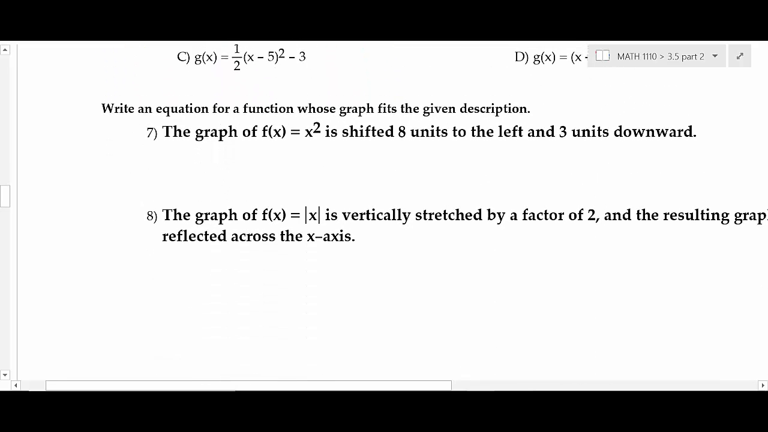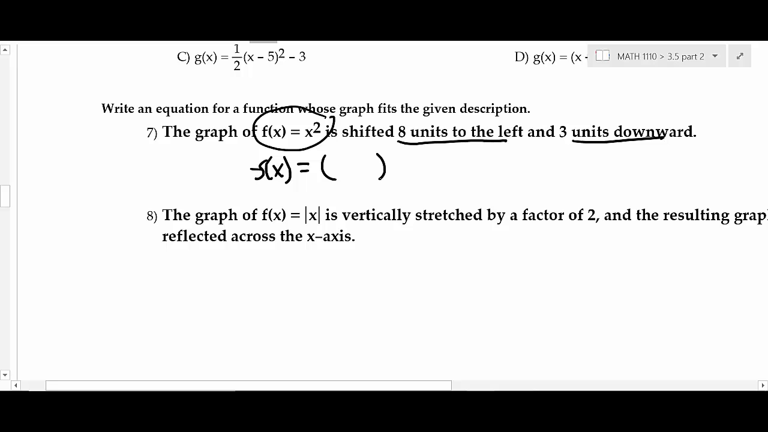Now this is just doing this backwards. Now I'm giving the transformations, and you want to see if you can give me the equation. Okay? So if I do this, let's see, we have y equals x squared. We're going to shift to the left 8 and 3 downward. Okay. So how do we make this thing go to the left?